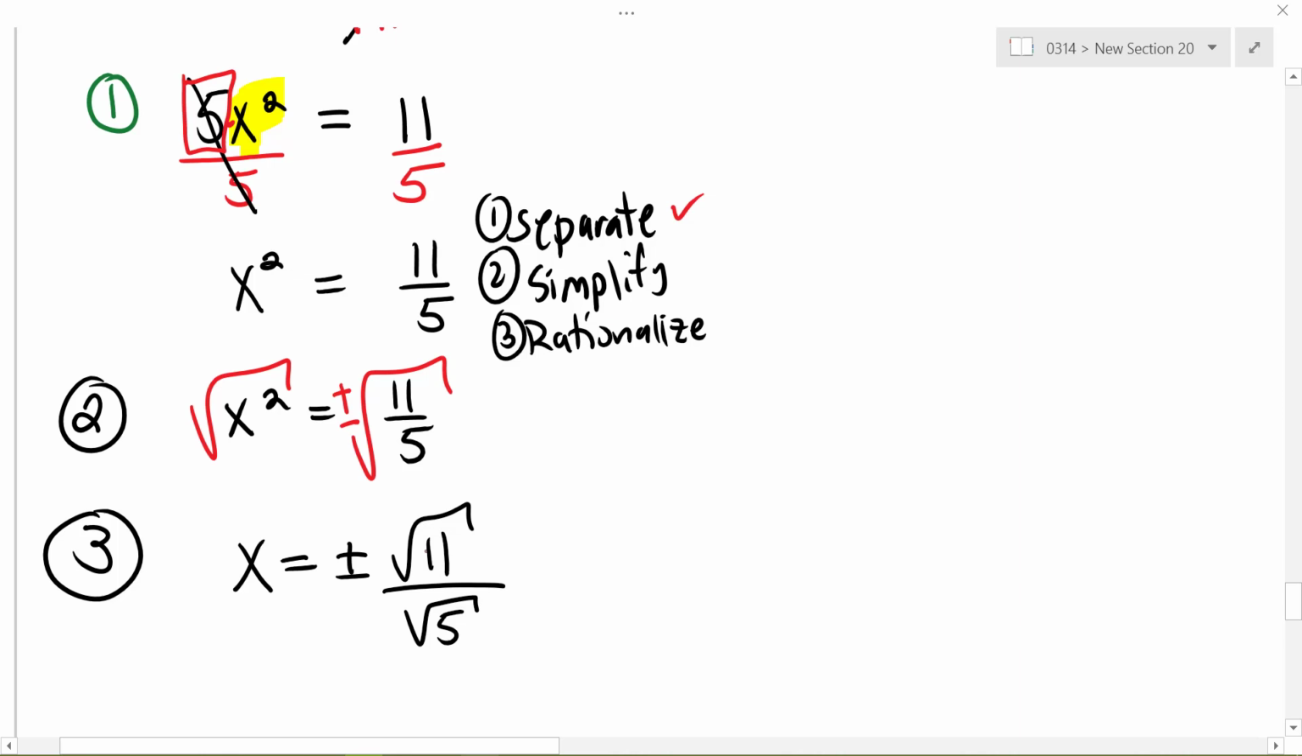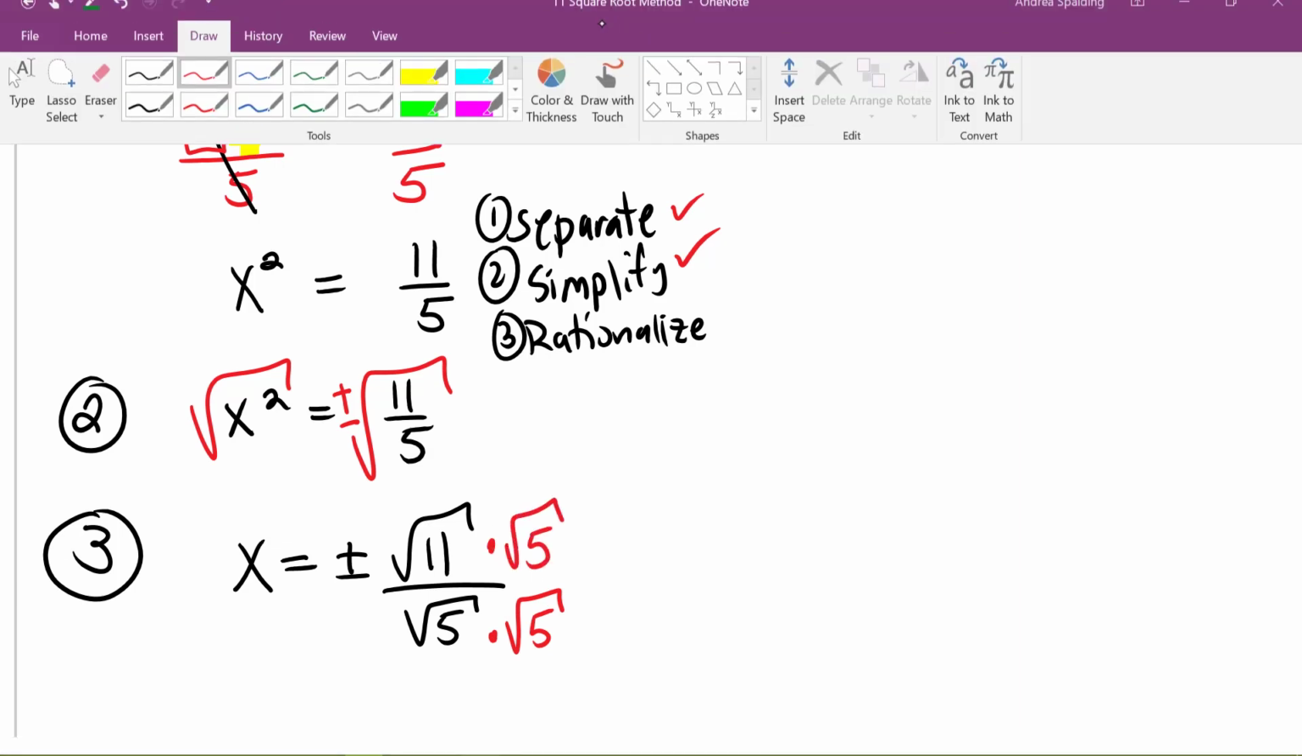Simplify. That means we're looking for any group of 2 underneath any radical. 11 is prime, so that's by itself. We're not going to be able to find a group of 2 there. 5 is also prime, so we're not going to be able to find a group of 2 there either. So that's done. Rationalize. Do we still have a square root left in the denominator? Yes, we do. So we're going to multiply by exactly the square root that we see in the denominator. So I'm going to multiply top and the bottom of this fraction by square root of 5.